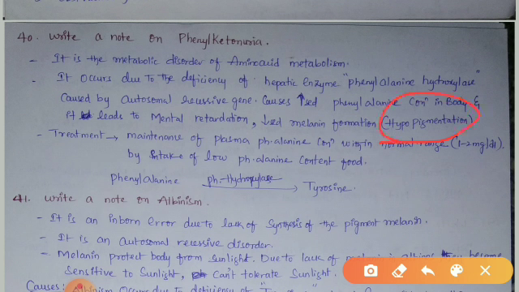person may decrease. The treatment for phenylketonuria is maintenance of plasma phenylalanine concentration within the normal range, that is 1 to 2 mg per dl is the normal range of phenylalanine. So we have to maintain this concentration by controlling the diet. By taking low phenylalanine content food, we will control the phenylalanine concentration in the blood.